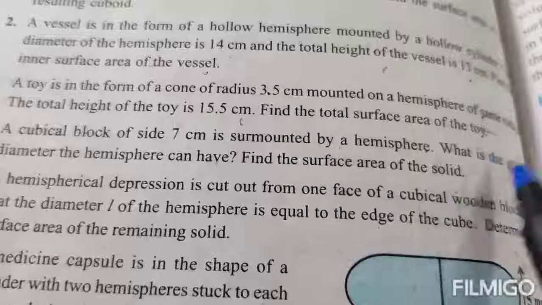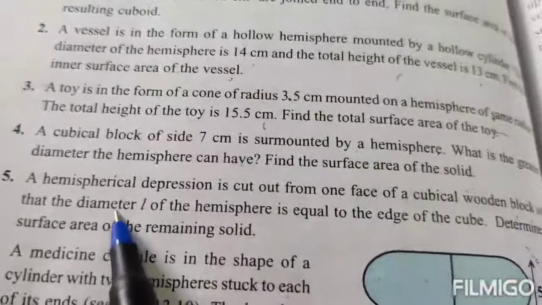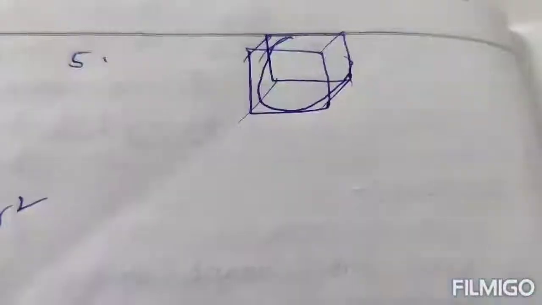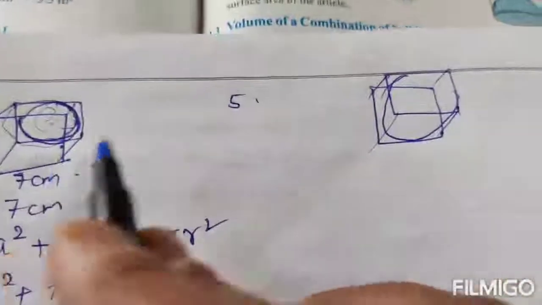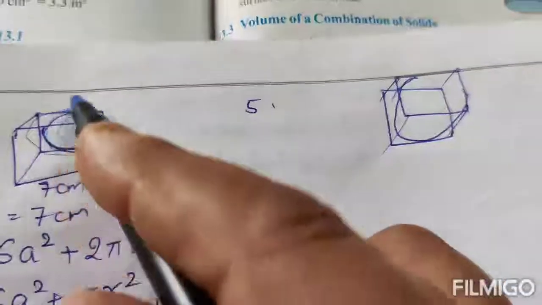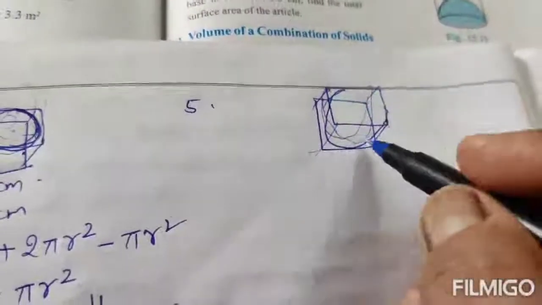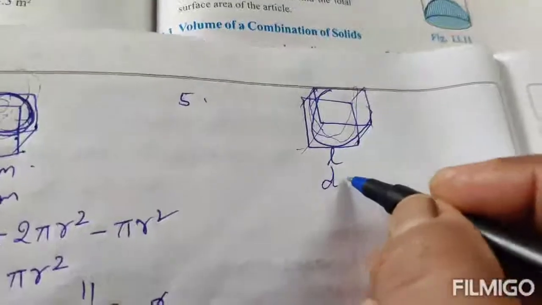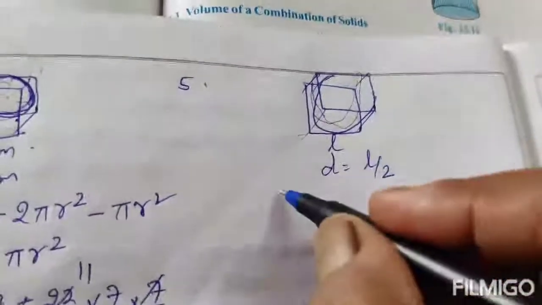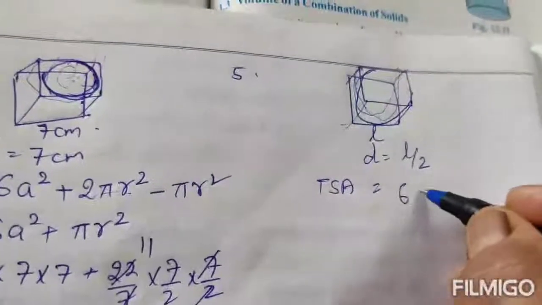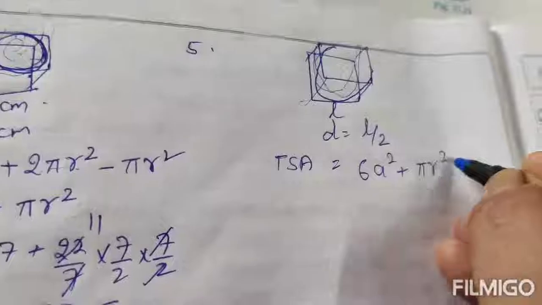Question number 5. A hemispherical depression is cut out from one face of a cubical wooden block such that the diameter l of the hemisphere equals the edge of the cube. Determine the surface area of the remaining solid. This is the same as question 4, only there it is surmounted by a hemisphere and here a hemisphere is cut out, but the surfaces remain the same. Side is l, then the radius equals l by 2, and the TSA is 6a square plus 2 pi r square minus pi r square.